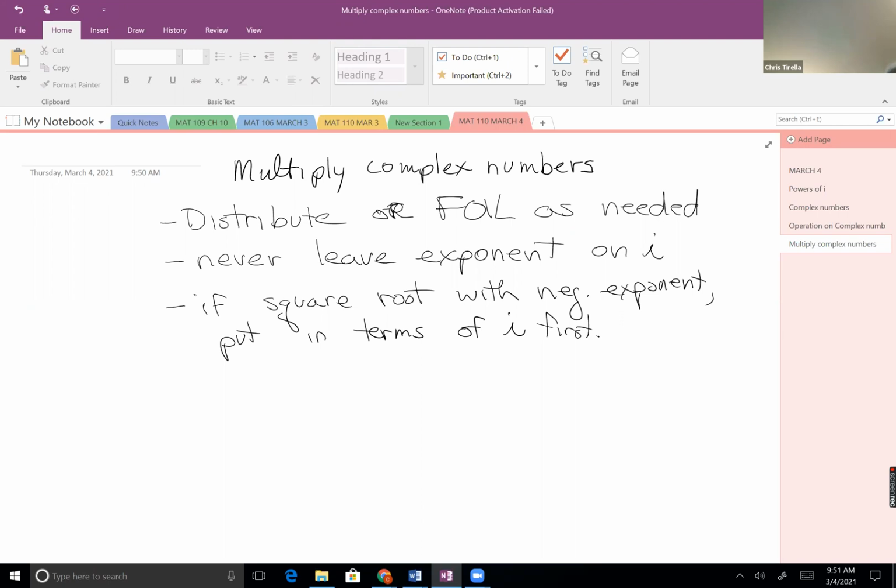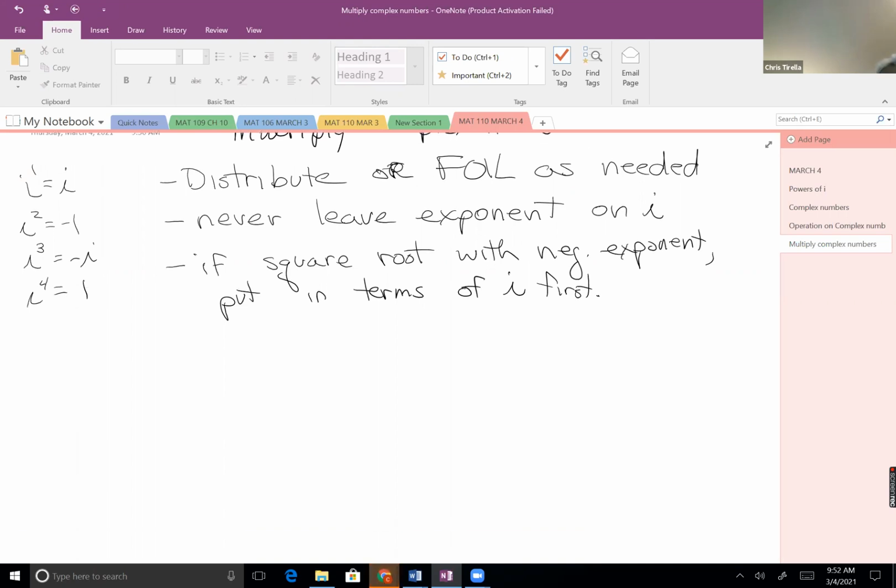So multiply, use your multiplication facts, use your exponential rules for multiplication. If you need to distribute or FOIL, do that, but then remember that we never leave an exponent on i. Remember our powers of i. i to the first is just i, i to the second would be negative 1, i to the third would be negative i, i to the fourth would be 1, and it repeats from there.